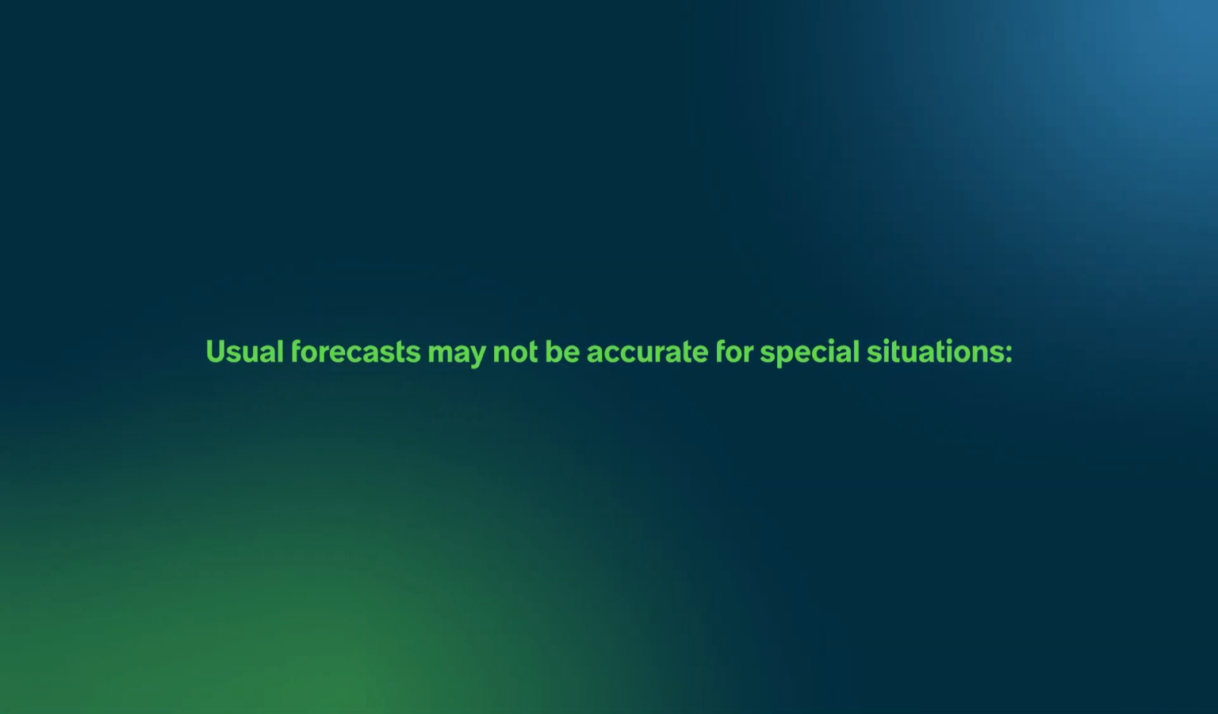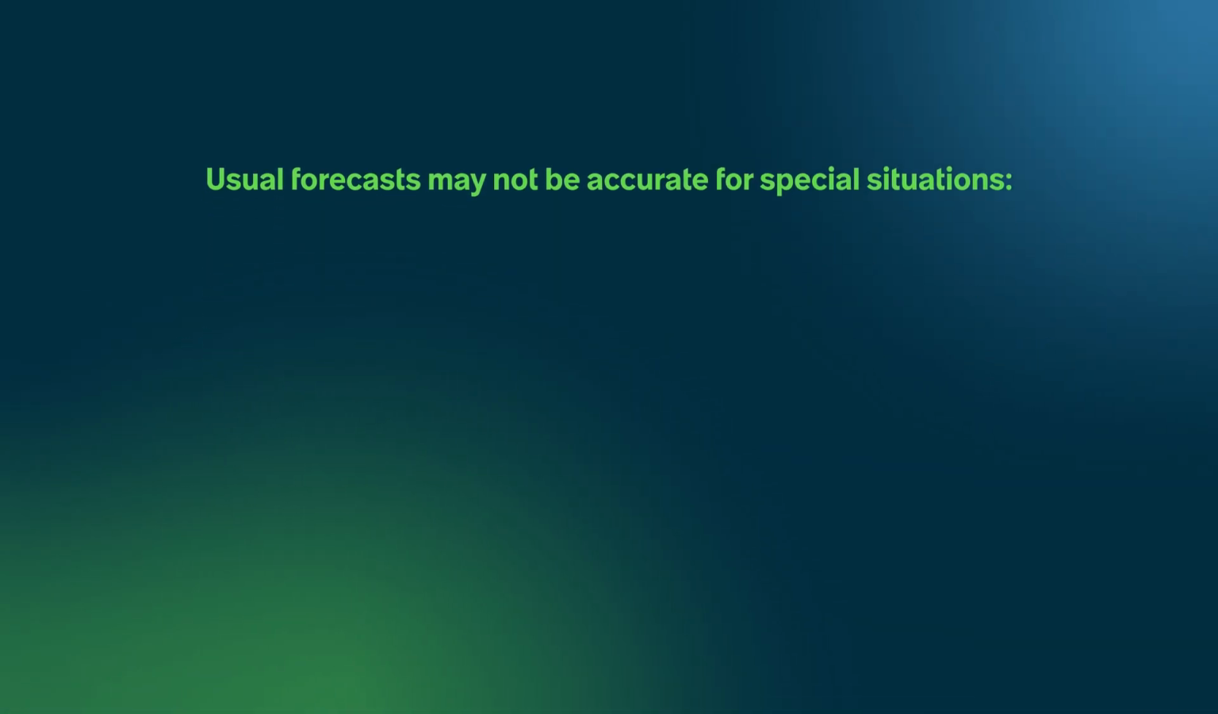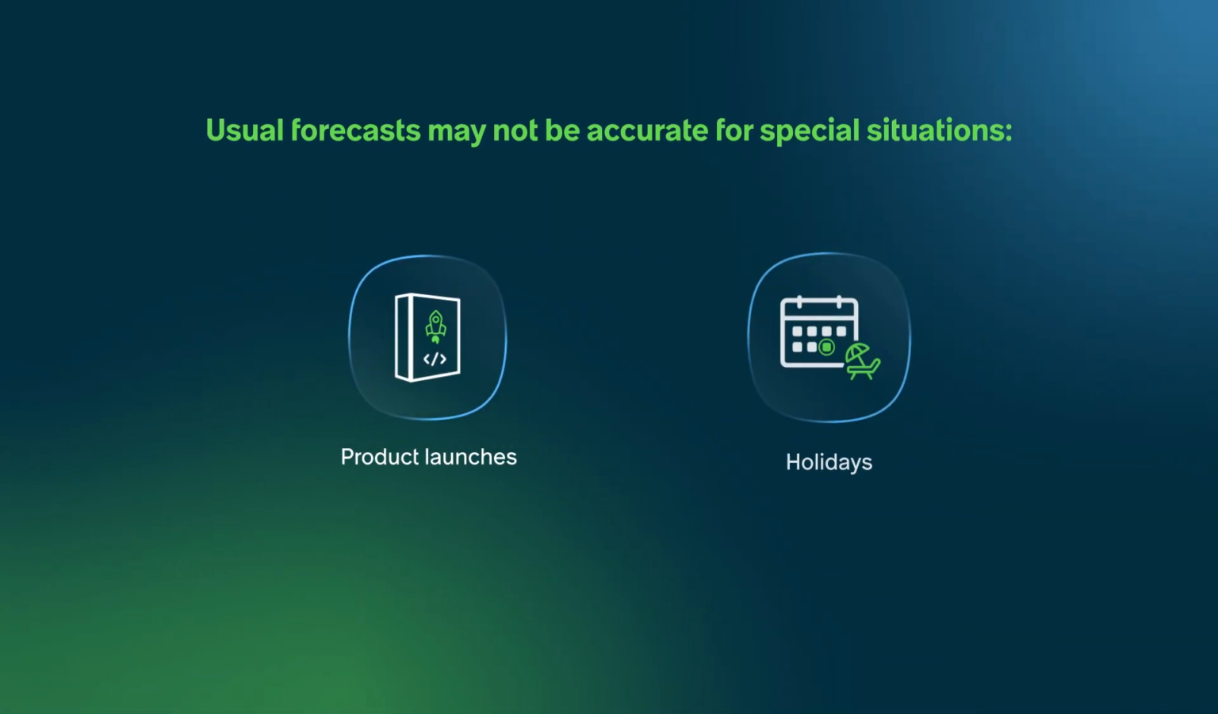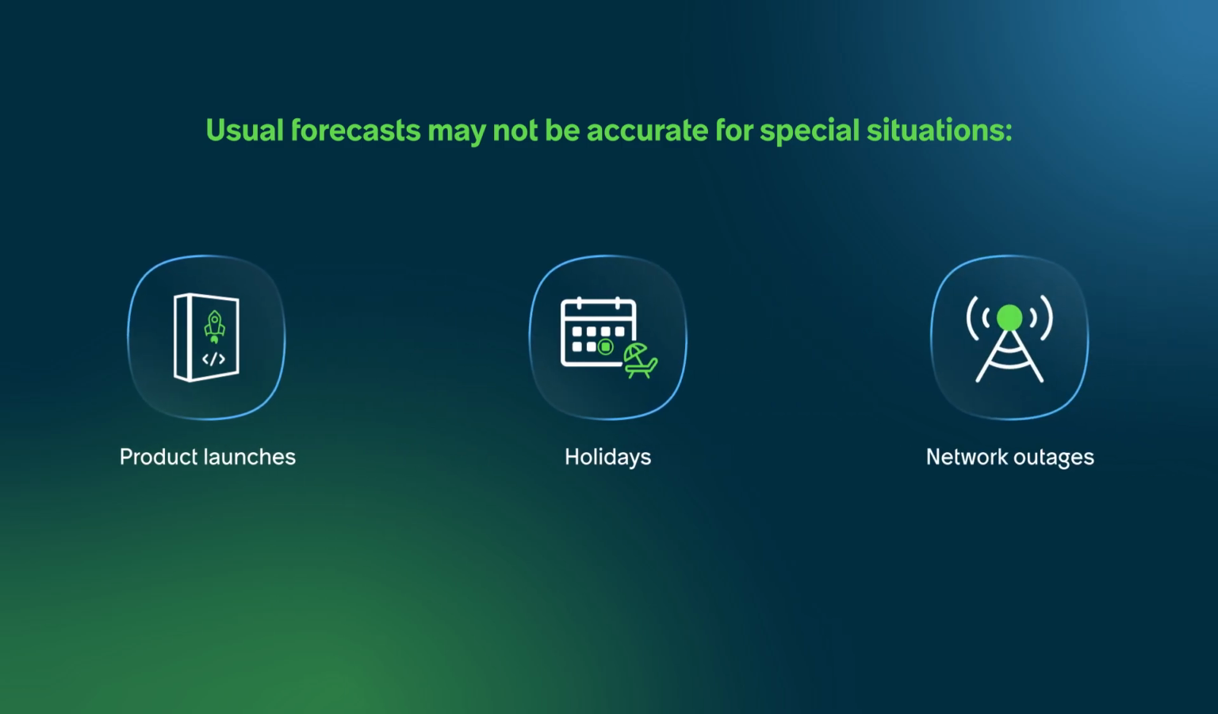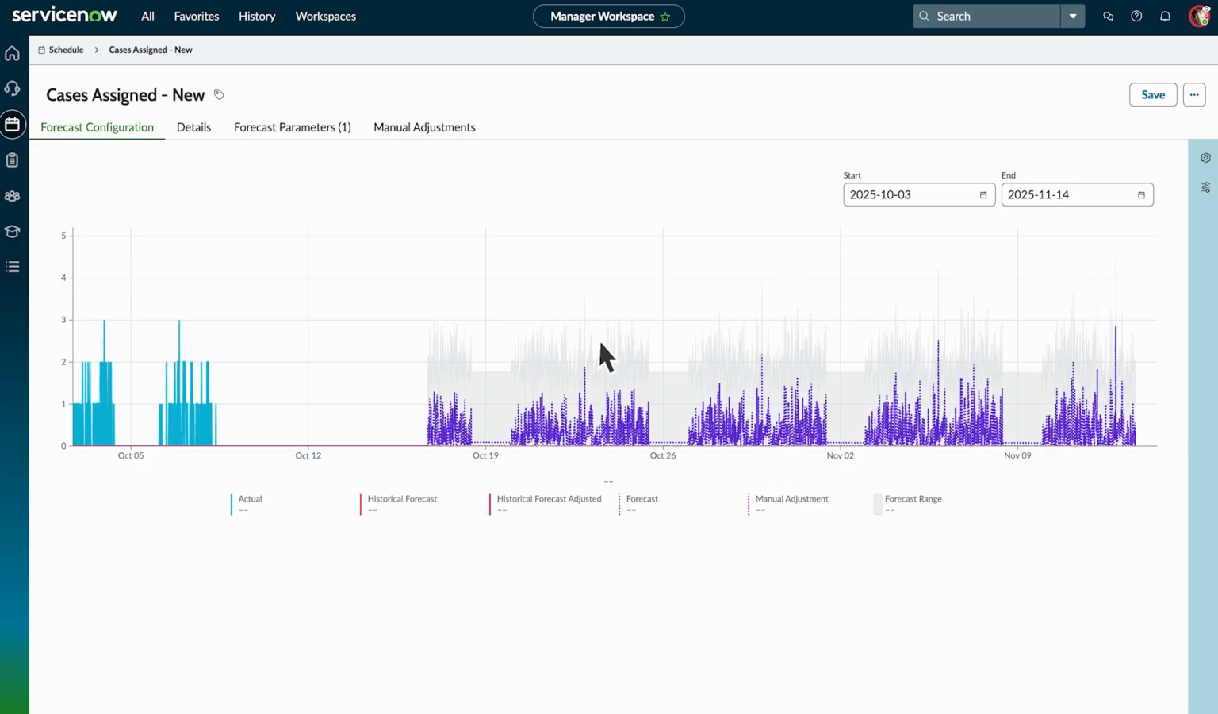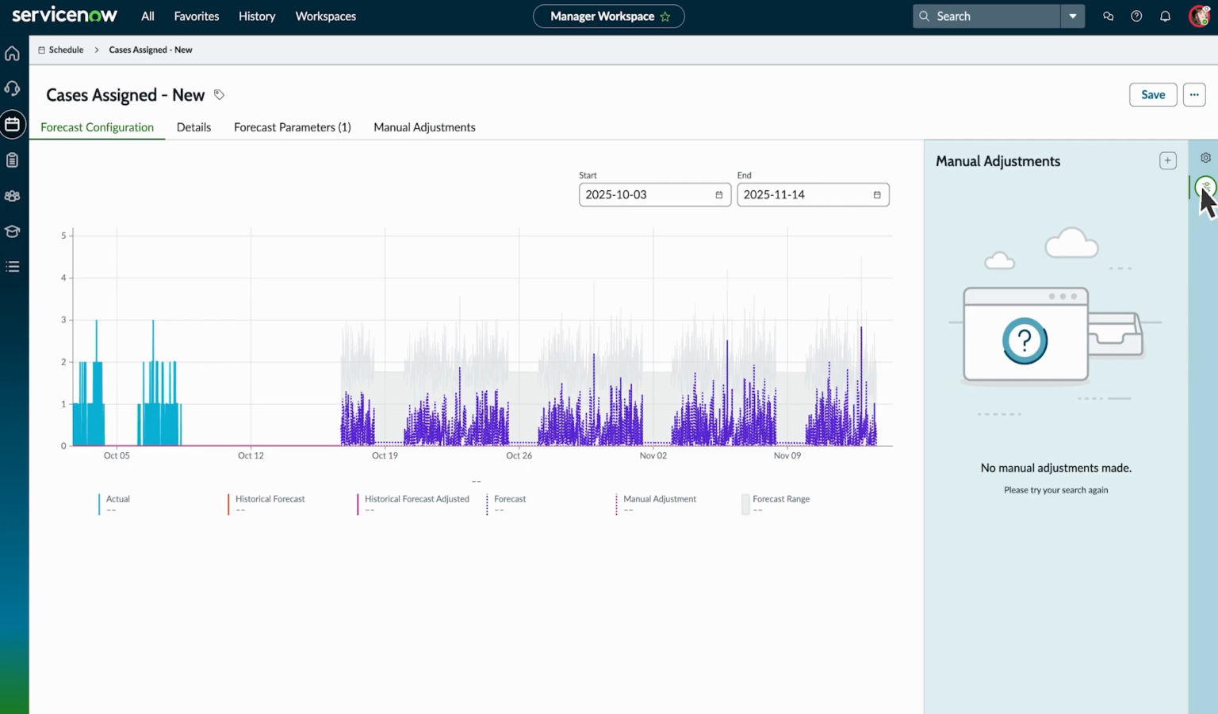The usual forecasts may not be accurate for special situations like product launches, holidays, and network outages. In these cases, we can open the Manual Adjustments contextual side panel to increase or decrease the forecasted values. In our example, we want to make an adjustment for a new product launch happening on October 18, as we expect the call volume to be higher than on a regular day.